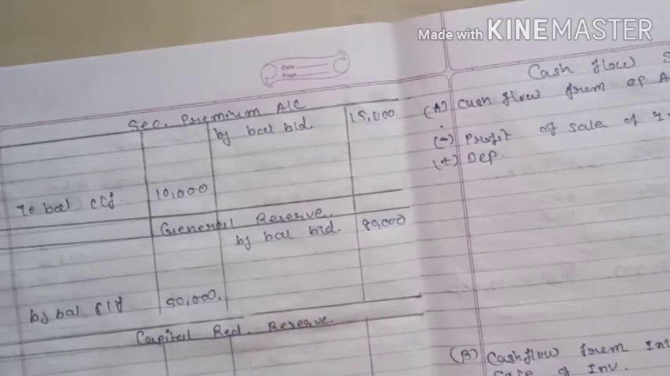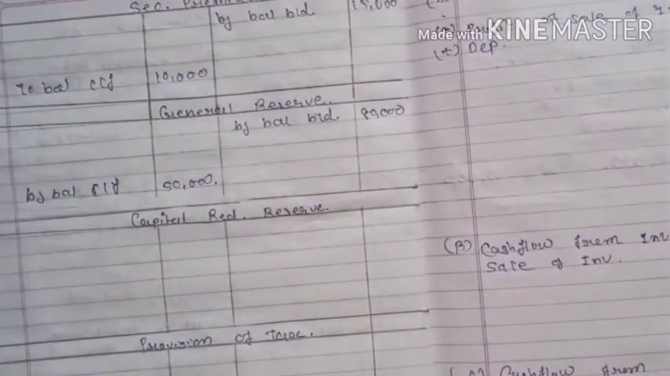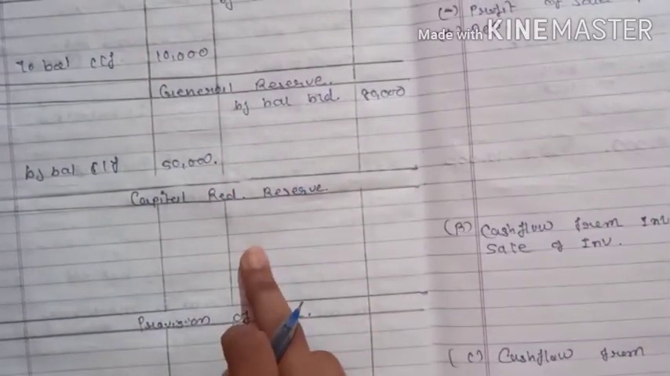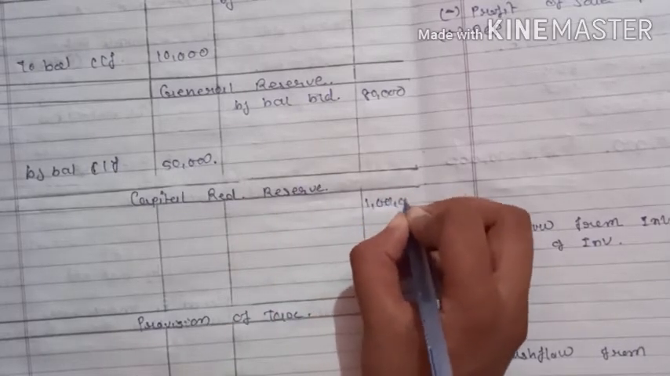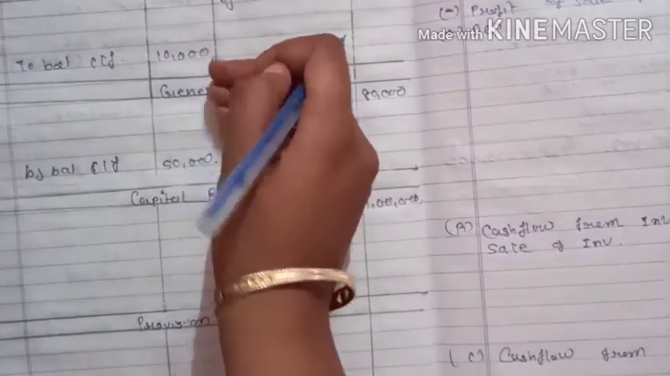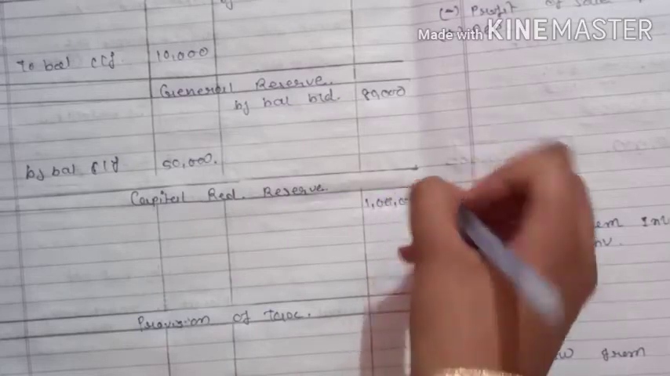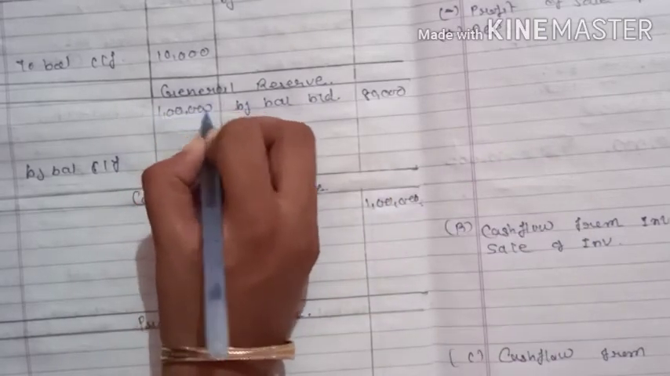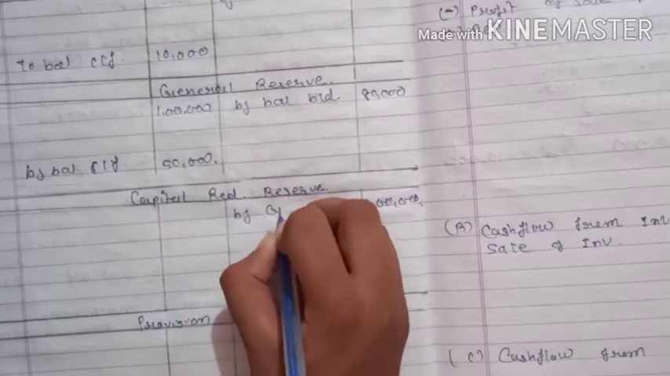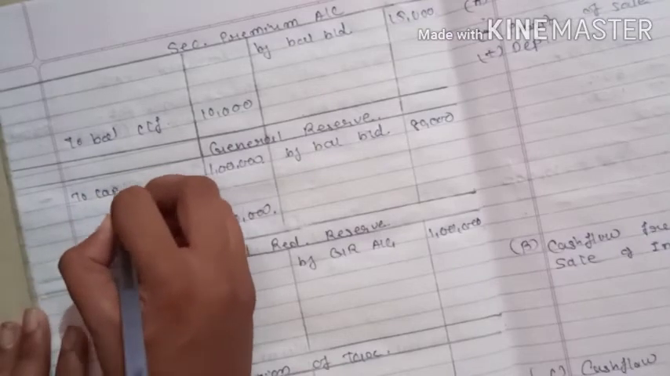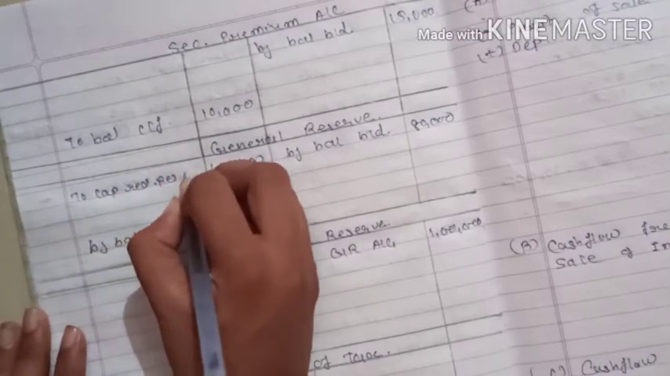Capital redemption reserve we are making in this adjustment. First we are transferring 1 lakh rupees from general reserve to capital redemption reserve. In the capital redemption reserve it will come on the credit side, and in the general reserve it will come on the debit side. So by general reserve account, and to capital redemption reserve account.